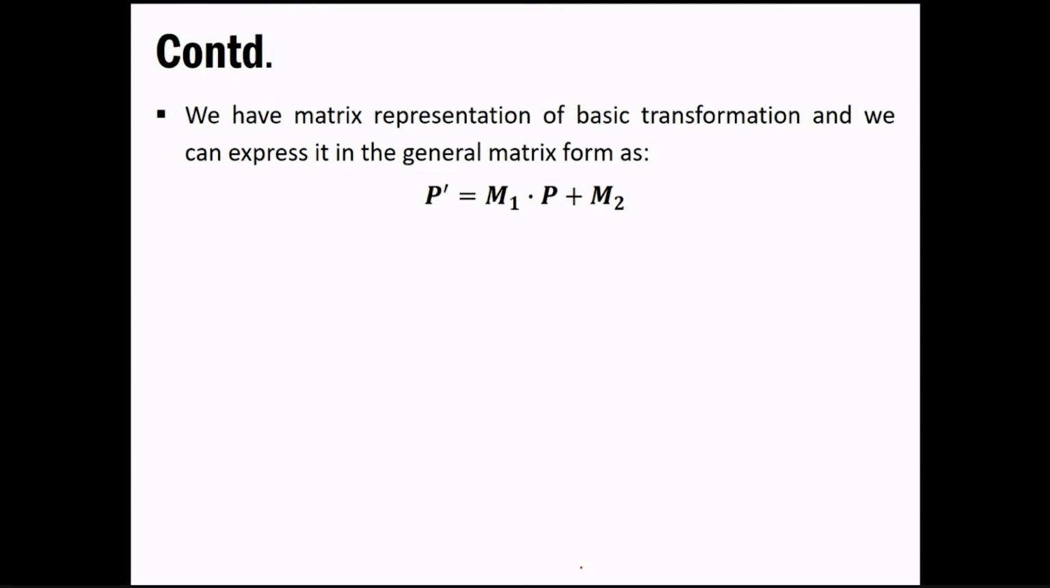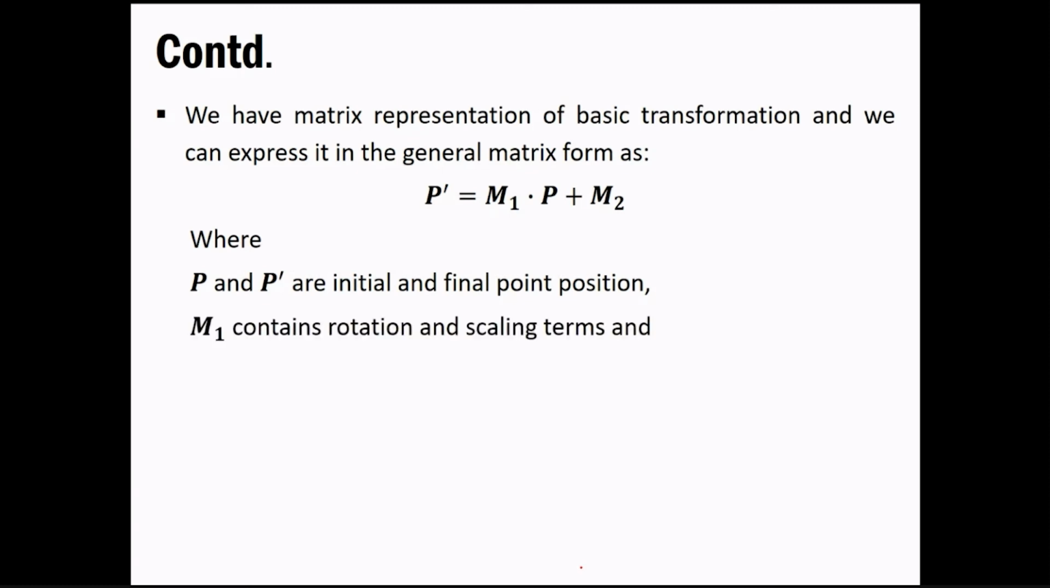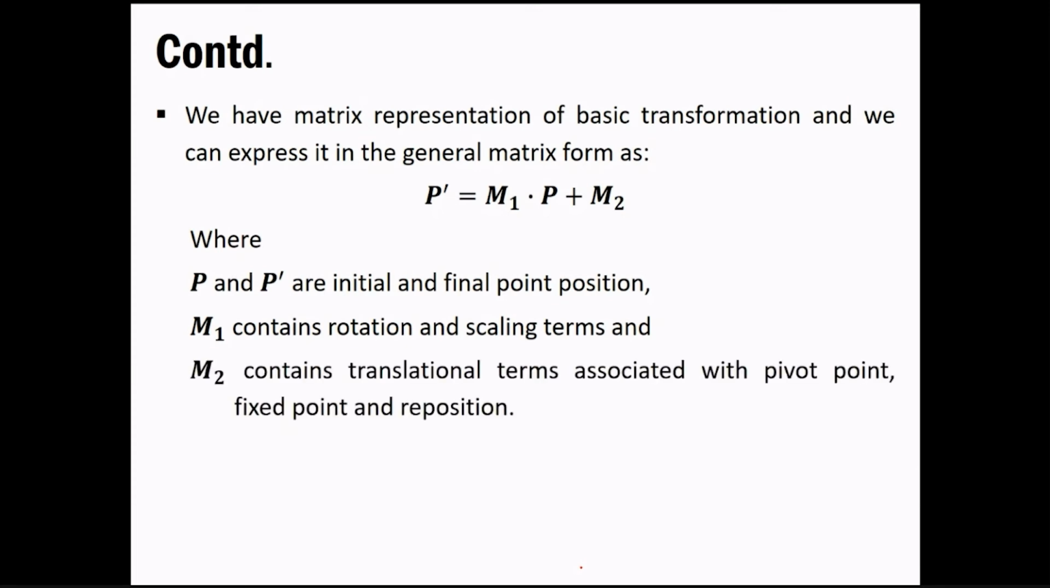Now whatever things we were having, we try to put them in this form. As you already know, P is the initial point that you are having, and P dash is the final point that you are calculating. M1 contains rotation and scaling terms, and M2 contains the translation terms associated with the pivot points, fixed points or anything that is given to you. Based on all of this, we are trying to get P dash.